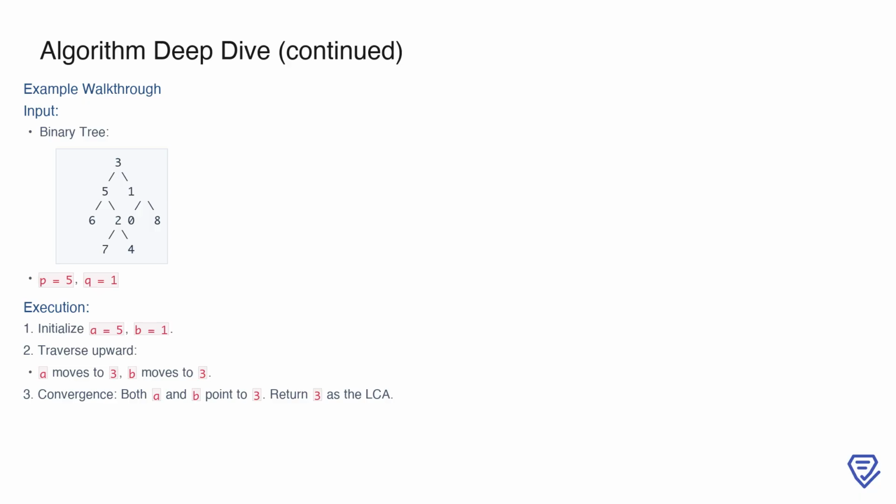Now, let's find the lowest common ancestor of nodes P equals 5 and Q equals 1. We start by initializing pointer A at node 5 and pointer B at node 1. Both pointers then traverse upward using the parent pointers.